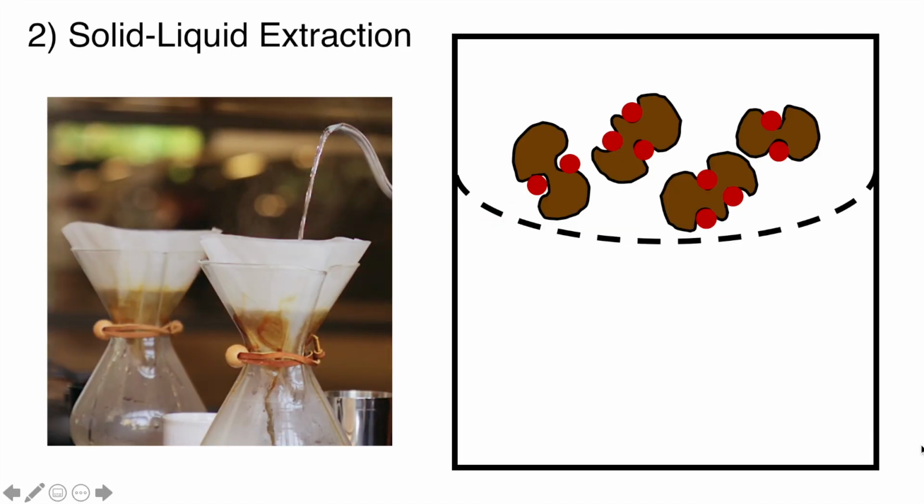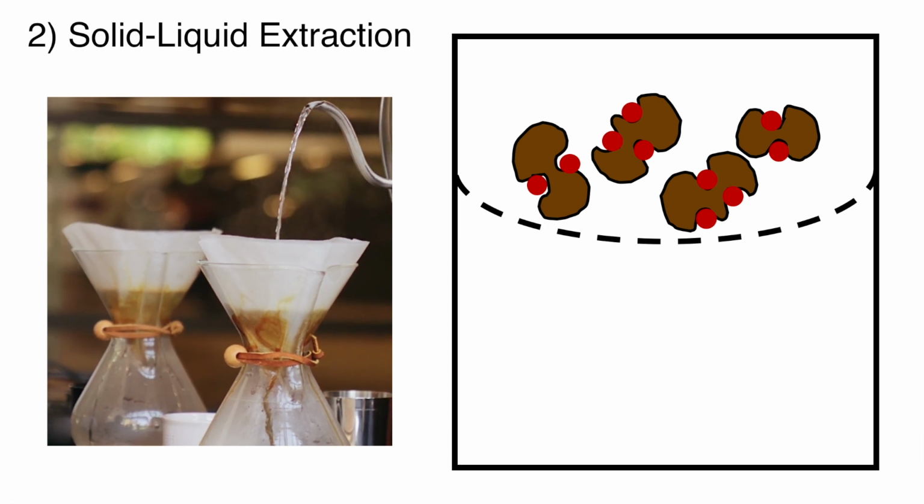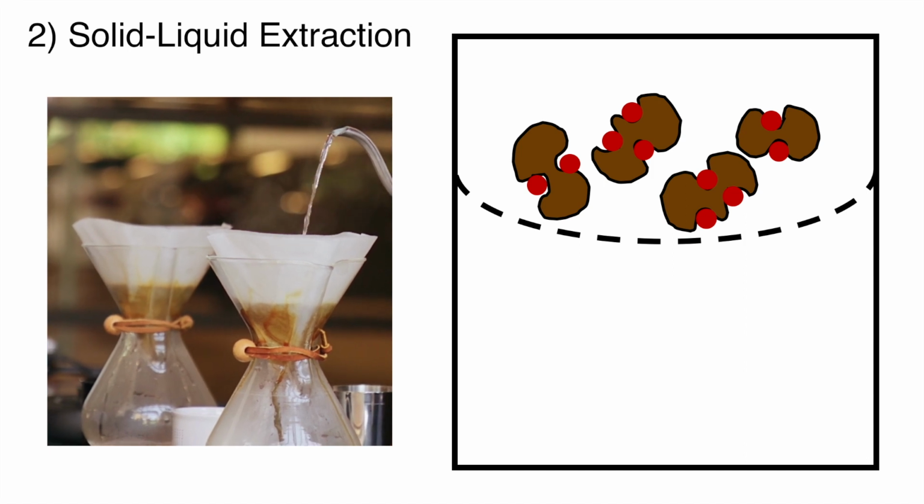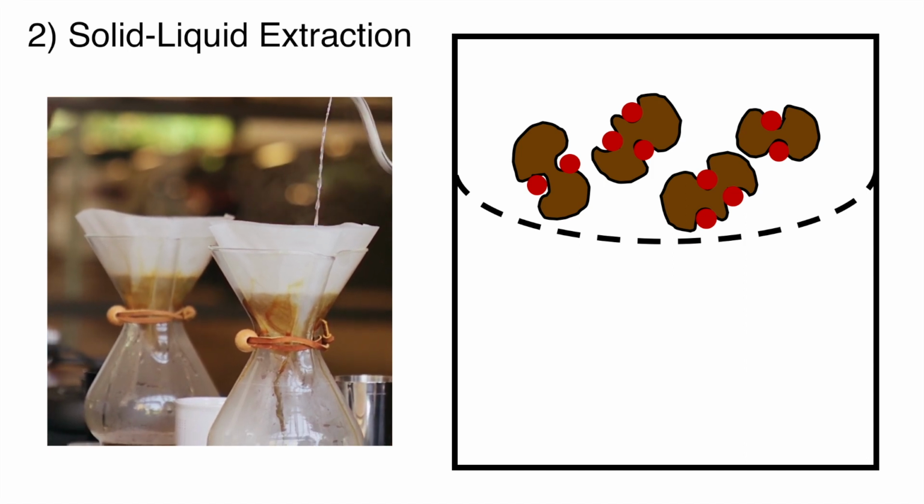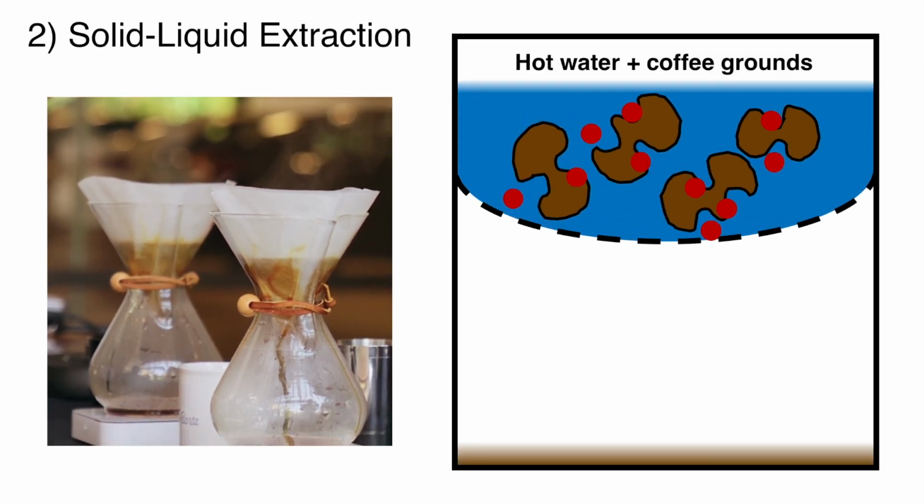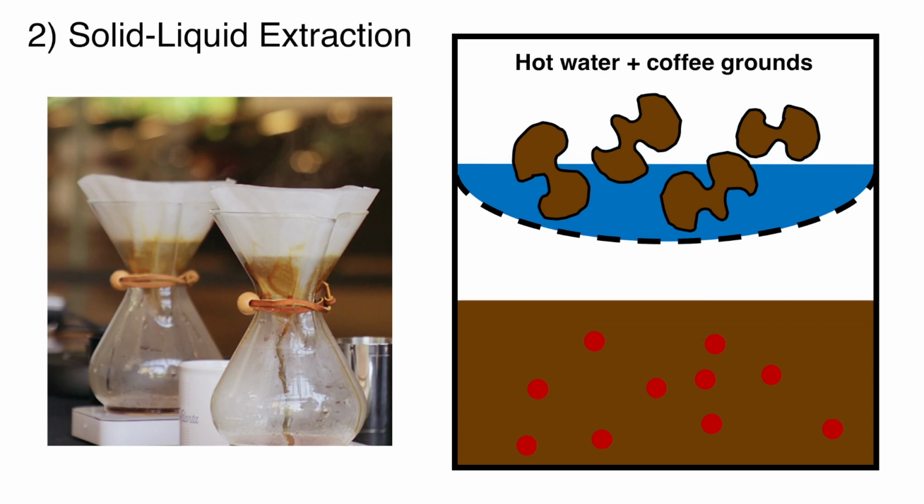The next step is solid liquid extraction, and is just like how you make coffee. Hot water is poured over some coffee grounds in a coffee filter. The hot water dissolves the coffee grounds, allowing the caffeine and flavor molecules to pass through the filter. What you're left with is a nice hot cup of coffee. In my experiment, I used a glass column packed with cotton, which acted like a coffee filter. Coffee samples were then taken about every 40 seconds.